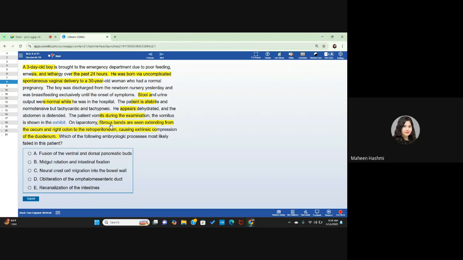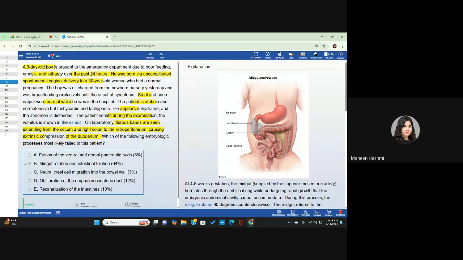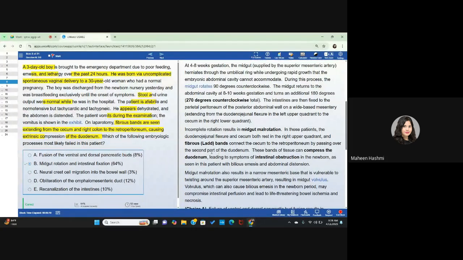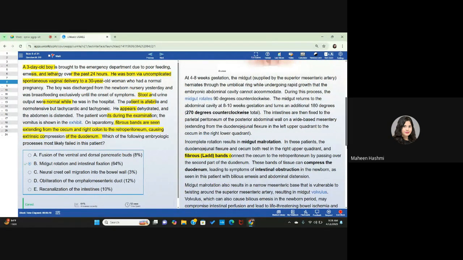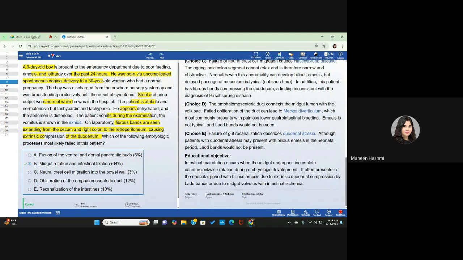Remember we talked about Ladd's bands when I did a rapid fire, right? So, okay. What do you think the answer is? Midgut rotation and intestinal fixation. It's B. All right. So yeah, it's midgut malrotation. We even talked about this. See, these are the Ladd bands. I asked you guys this when we were doing a rapid fire as well. So again, very easy. We talked about this concept. I don't think there is anything to go through.